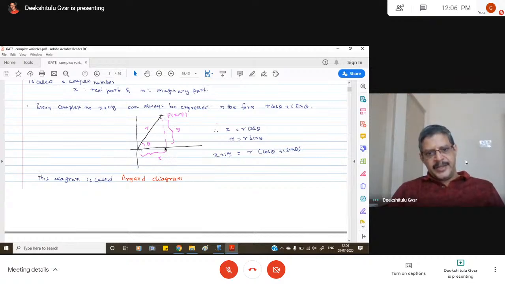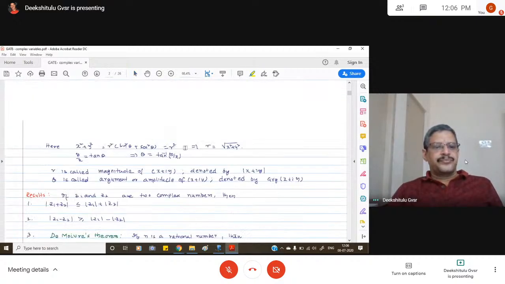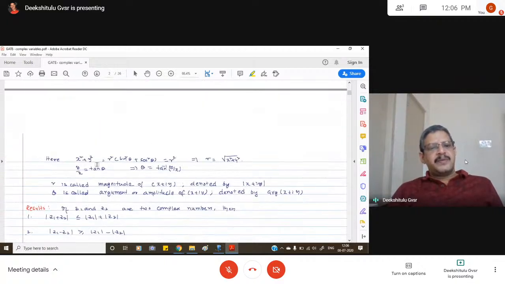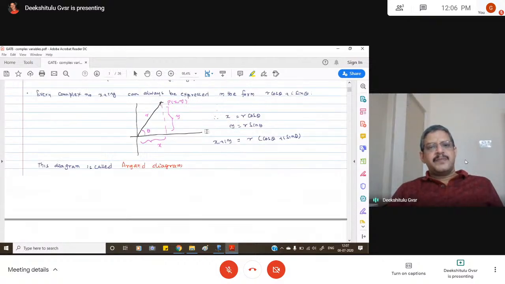So cos theta is x by r, sin theta is y by r. Or x is equal to r cos theta and y is equal to r sin theta, and the complex number x plus iy becomes r into (cos theta plus i sin theta). These are all basic understandings. Because x is equal to r cos theta, y is equal to r sin theta, square and add them: x square plus y square is equal to r square, where r is equal to square root of x square plus y square. That means the distance of P from O is r, and theta is tan inverse y by x.